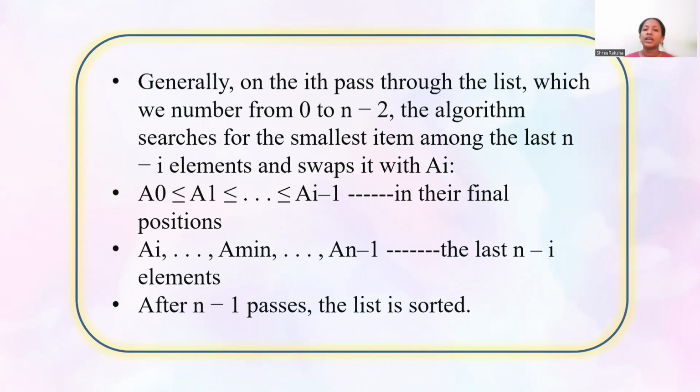Generally, on the ith pass through the list, which we number from 0 to n minus 1, the algorithm searches for the smallest item among the last n minus i elements and swaps it with A of i. Let's consider A of 0 is less than or equal to A of 1, which is less than or equal to, till A of i minus 1. Let it be the final position. A of i till A of min till A of n minus 1 be the last element. After n minus 1 passes, the list is sorted.